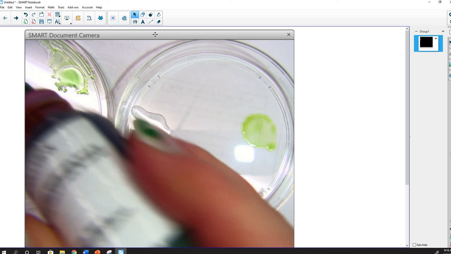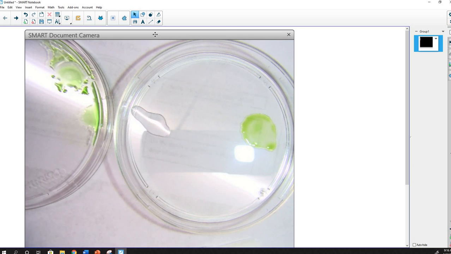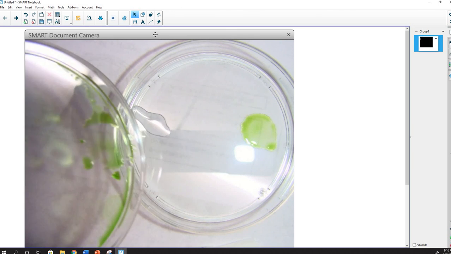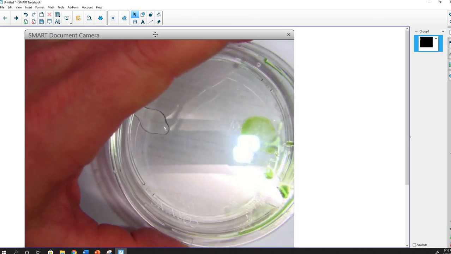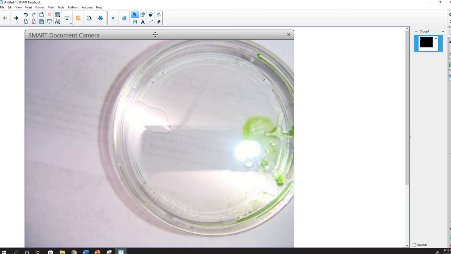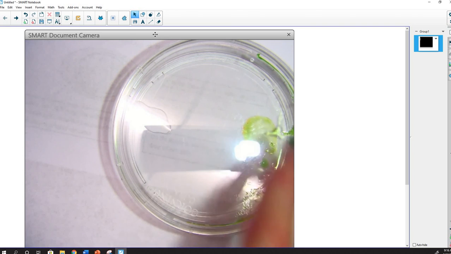Lid ready to put on. And like I said, for some reason this is not going well on the lid here. I'm ready, I'm going to put the two drops, I'm going to put this over the top so I can still see what's happening inside. I've got the green on the outside.